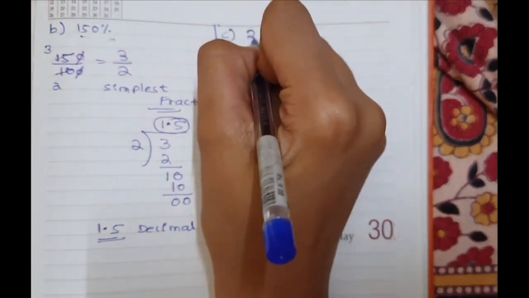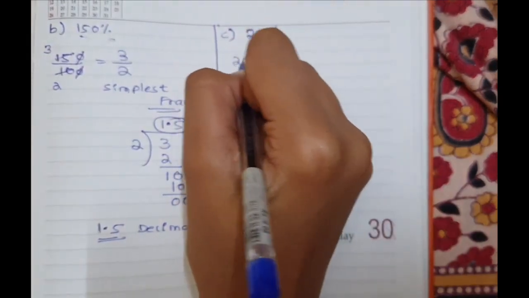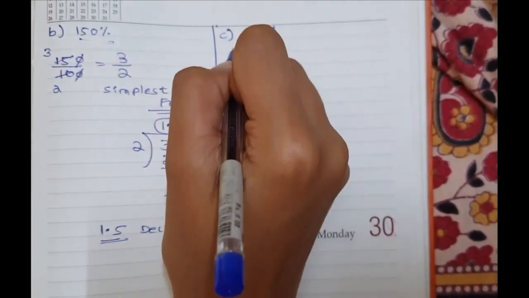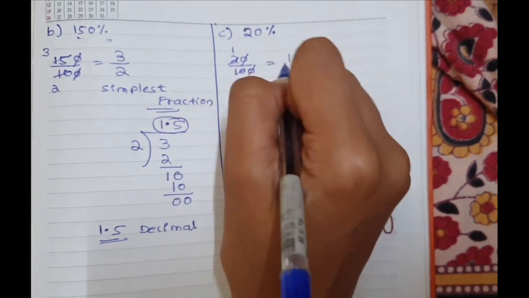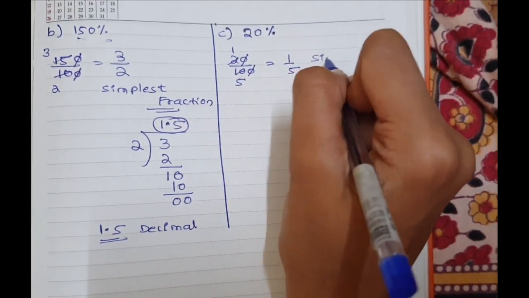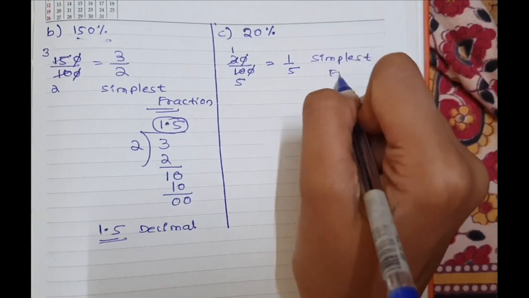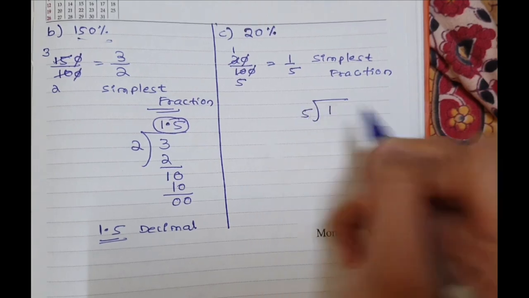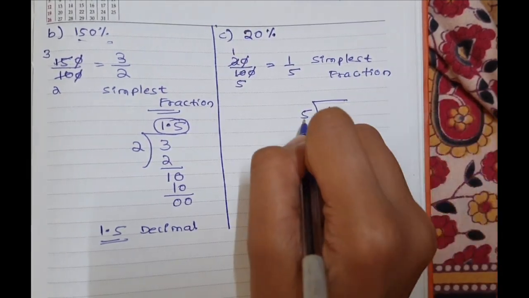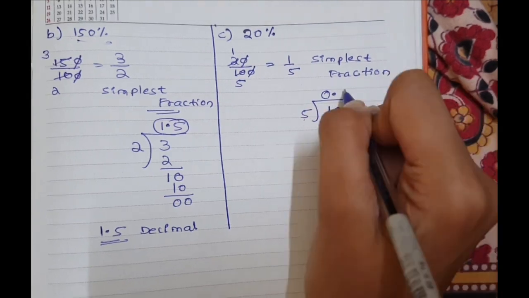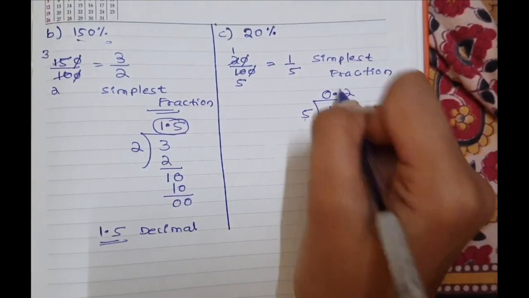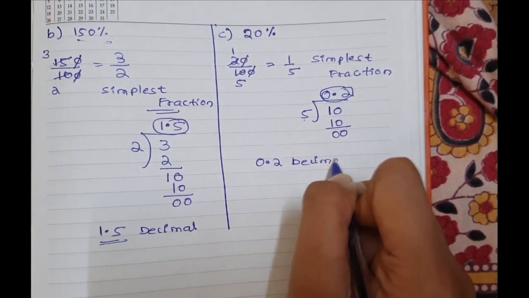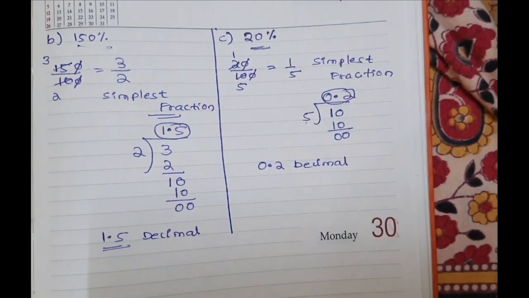Now let me solve for C. C is 20%. 20% can be written as 20 divided by 100. This 0 got cancelled. 2 ones are 2, 2 5s are 10. So we got 1 by 5 as the simplest fraction. Right? Now how to convert this into the decimal? 1 divided by 5. 1 is less than 5. So let me put a point here and a 0 here. 5 2s are 10. So the answer is 0.2. 0.2 is the decimal form of the 20%.